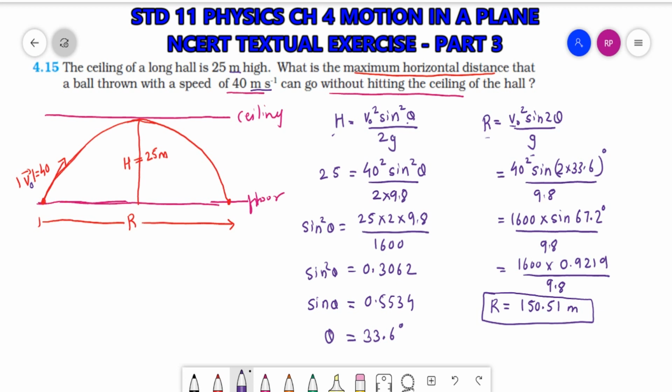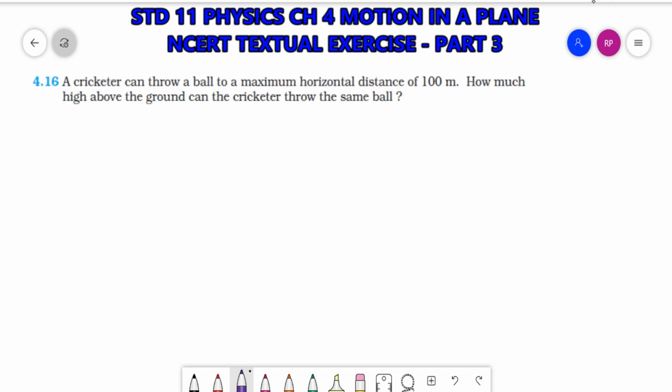Now let's move to the next, that is 4.16. A cricketer can throw a ball to a maximum horizontal distance of 100 meter. How much high above the ground can the cricketer throw the same ball? Now remember, the maximum distance can be attained when the angle is 45 degree. Just for example, when you increase this angle, the distance increases, but after some angle, the distance decreases, right? So the maximum distance occurs when theta is equal to 45 degree.